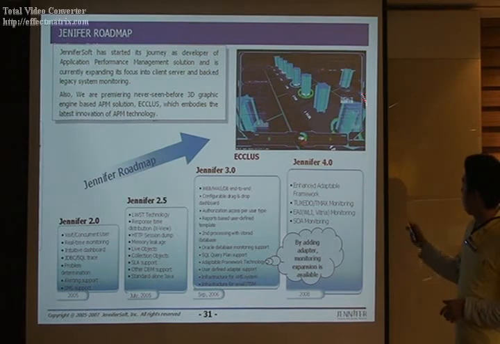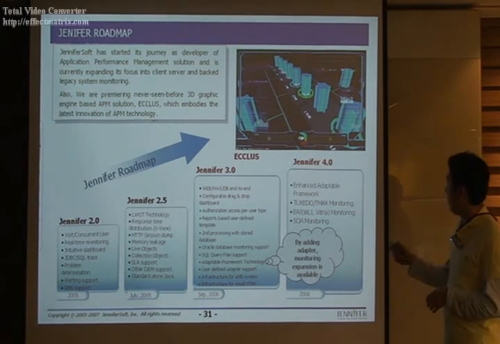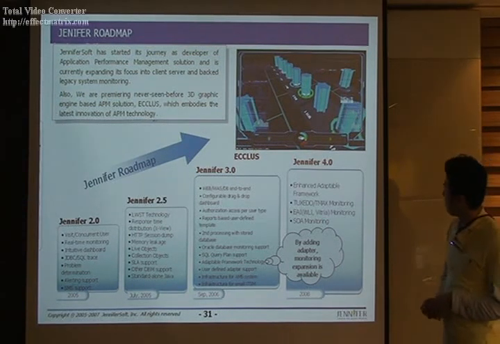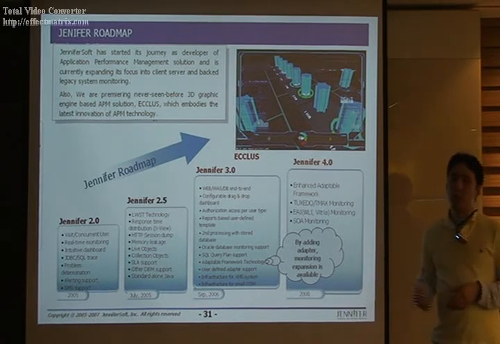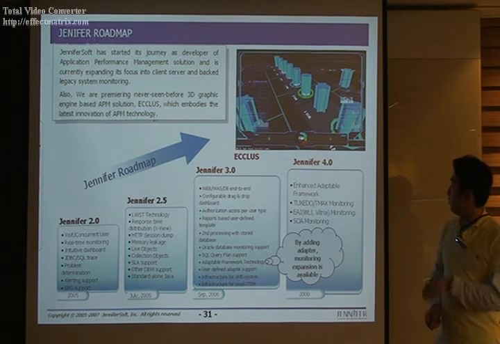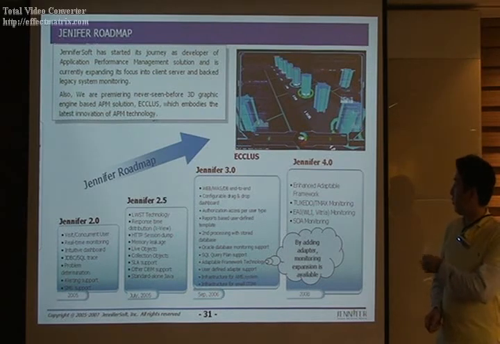And also, here's an example of Equalus, which is a 3D solution of ours. It takes the same data that Jennifer provides, and displays it in a very graphical 3D format. Equalus is not developed for actual operational use or administrative use. Rather, it was designed to be more of a feature wall art, technological art. An example, a symbol, if you will, of what Jennifer stands for.